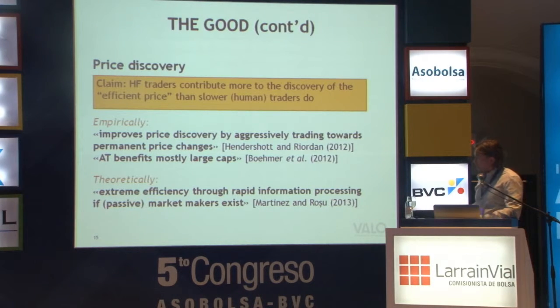And price discovery. There are empirical papers saying that if there's news, for instance, these guys will react incredibly fast and make the price reflect the true price. That thing is called extreme efficiency by these guys. So basically, even though there might be increasing volatility to some extent, the true price is found quicker than without HFT guys.